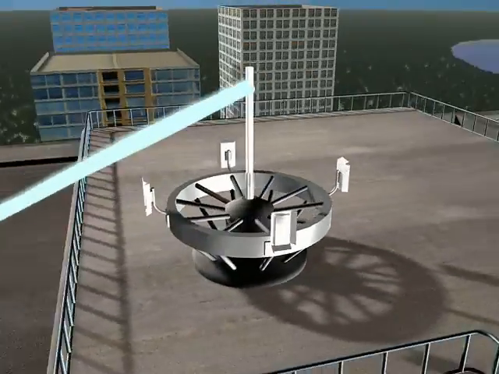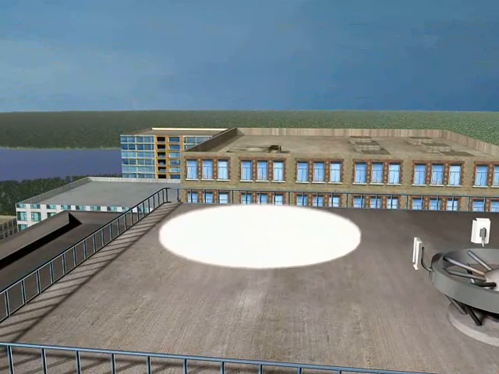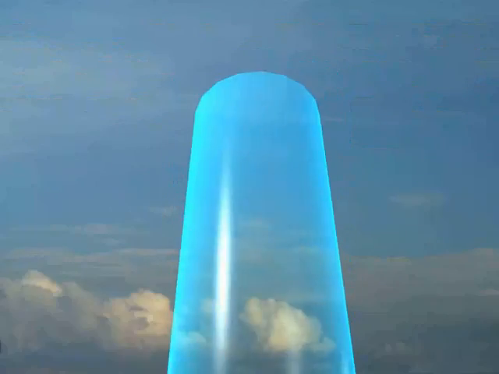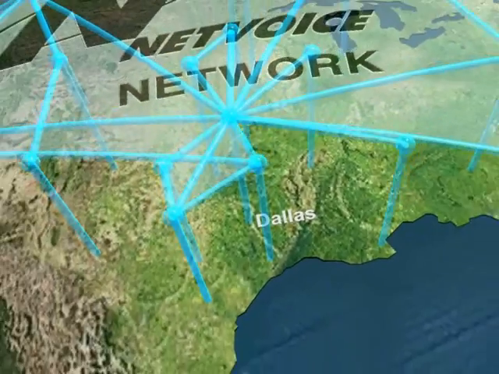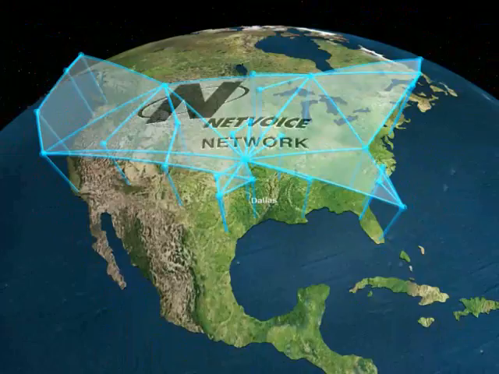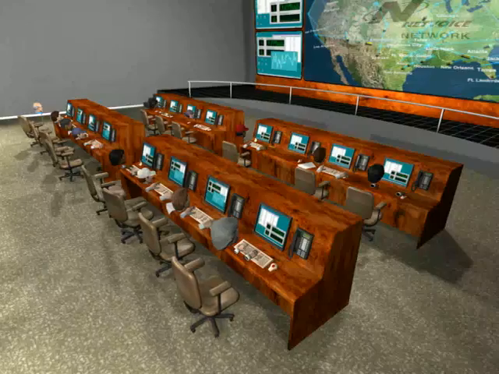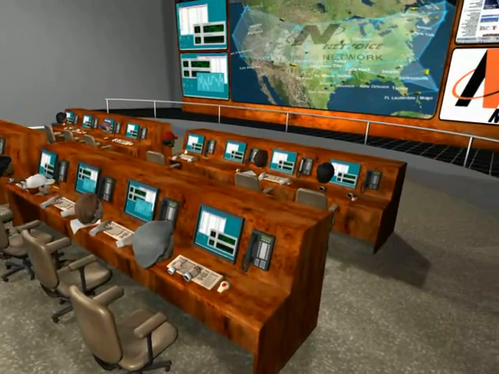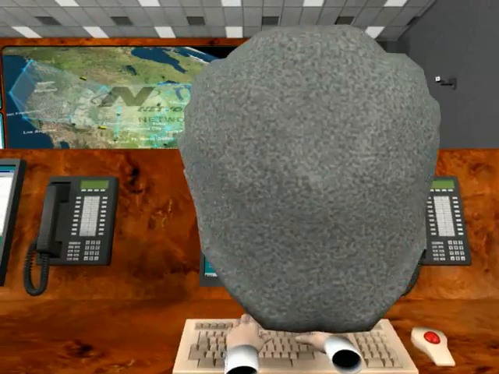Another benefit of converting everything to IP is that the same pipe can be used for voice, email, faxes, internet access, and other data transmissions, whereas with traditional circuit-switched networks, a separate line is required for each product. All your transmissions are delivered over the proprietary Netvoice Virtual Private Network, managed from our Network Operations Center in Dallas, Texas. You'll also have real-time web access to your bill and call records 24 hours a day.